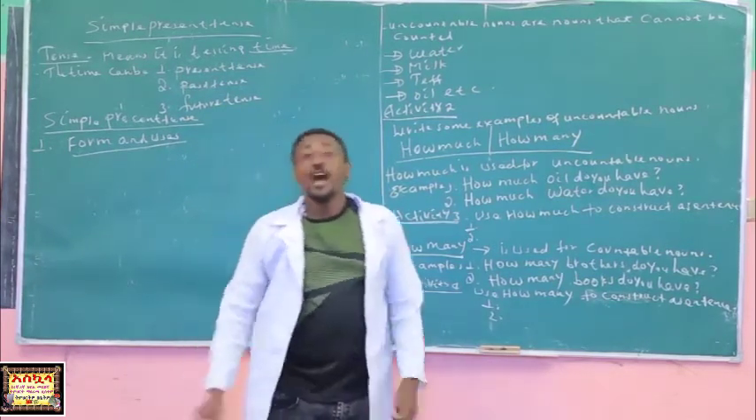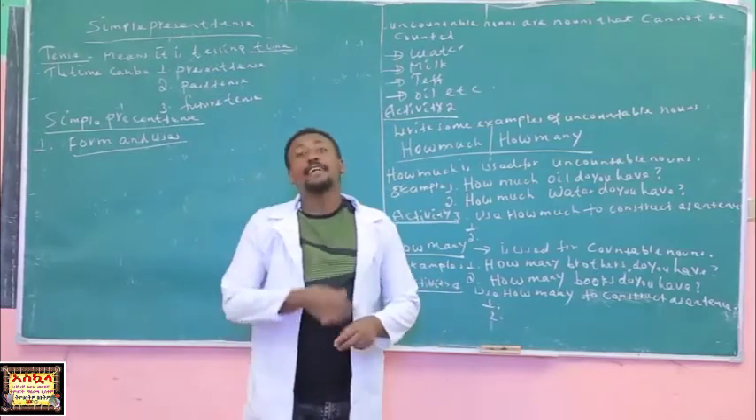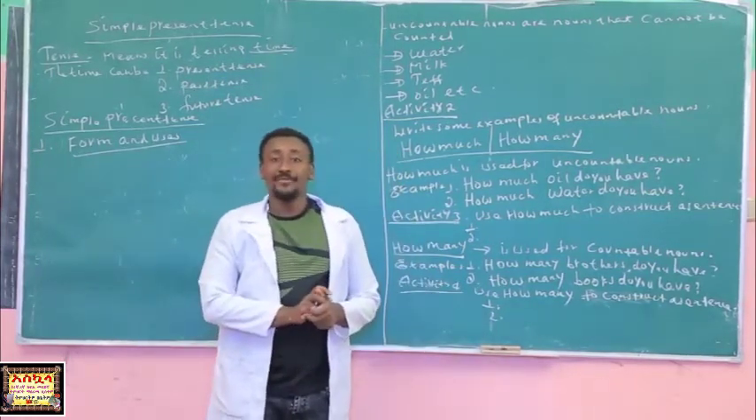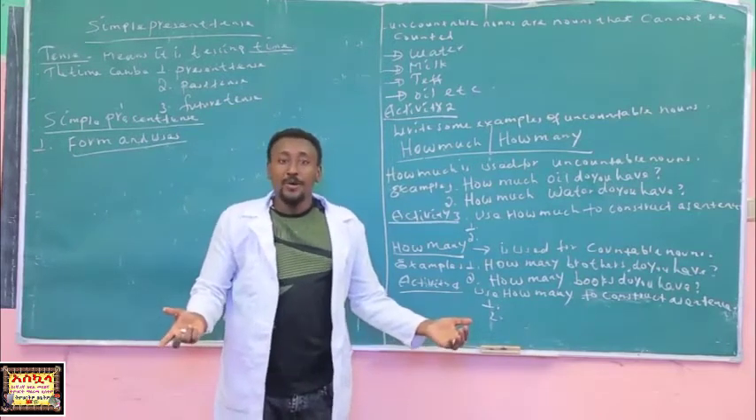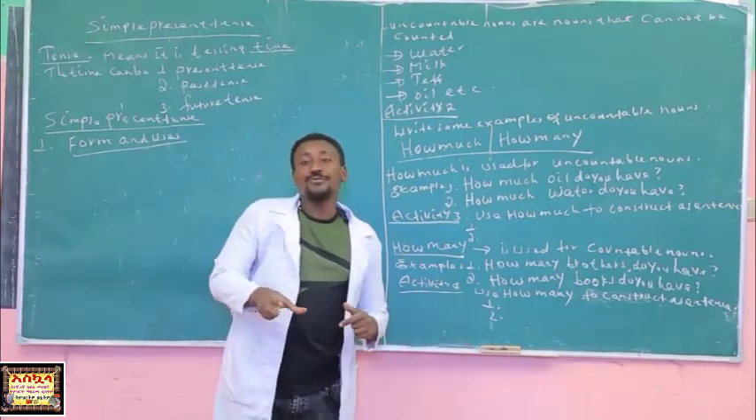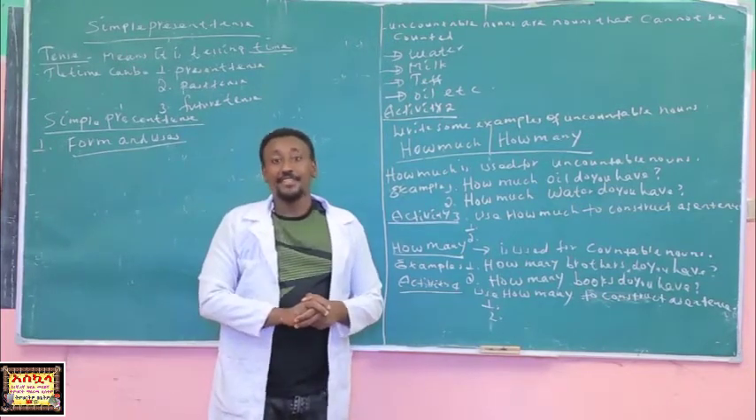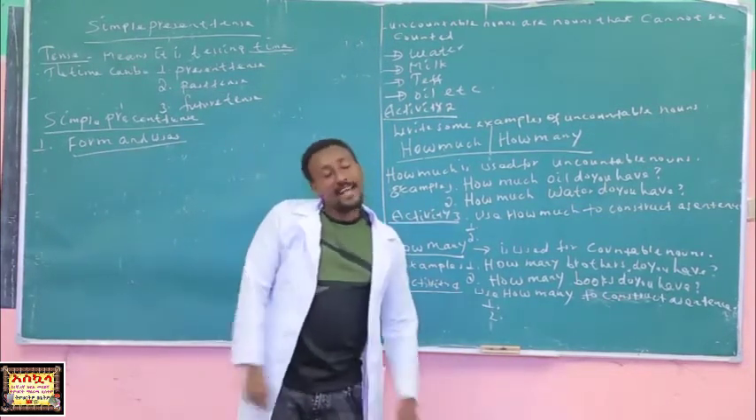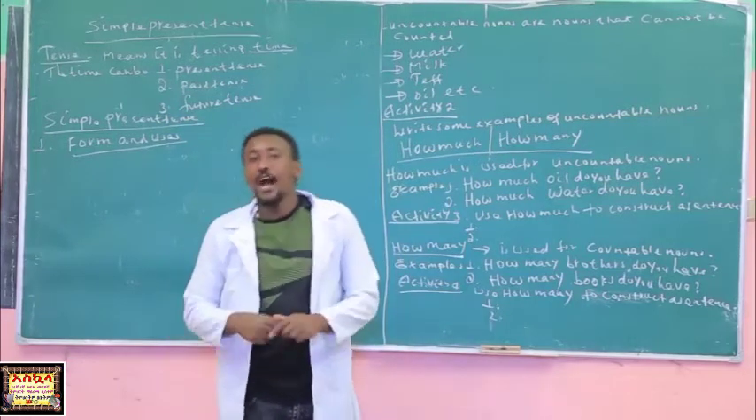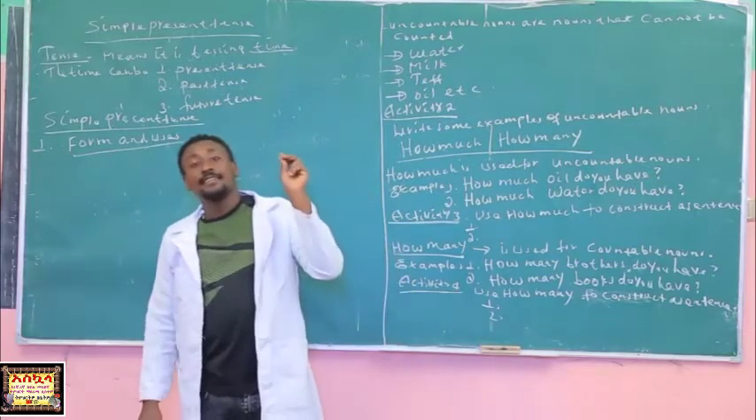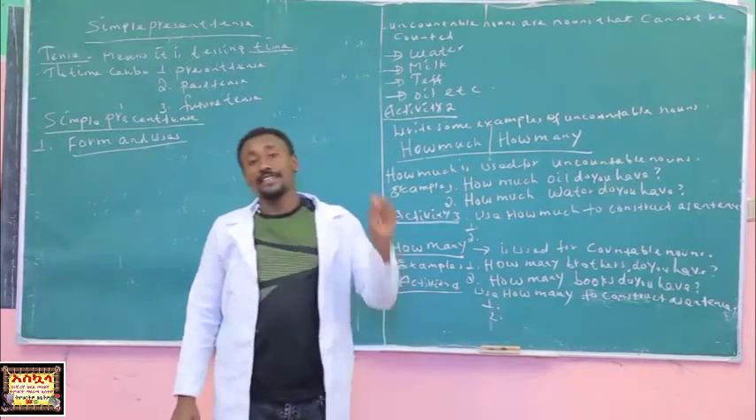However, uncountable nouns are nouns that we can't count. For example, we don't know the number of tape numbers in one sack. It's uncountable. Milk, uncountable. Oil, uncountable. So uncountable nouns are nouns that we can't count.